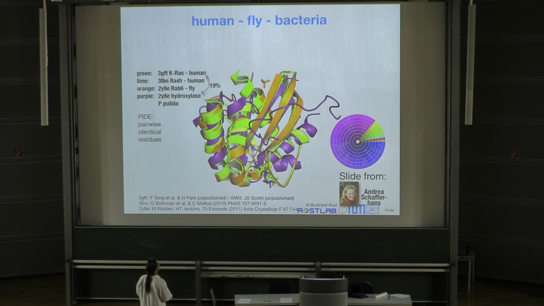So let me repeat that for everybody to hear. We have some difference between the fly protein and the human protein, and I'm going to look at the database whether there is another pair of proteins that have a similar distance or difference. And then I do what?